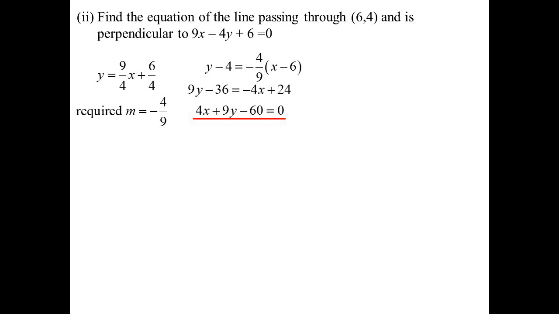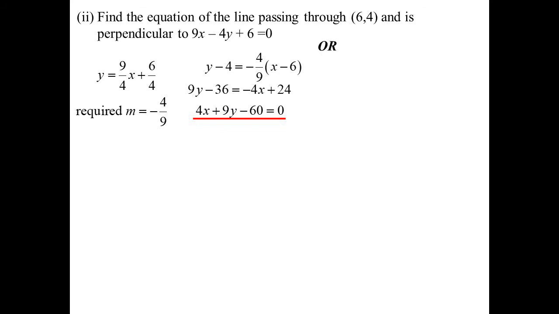Have a look at the answer, have a look at the question. The numbers have swapped. 9x is now 9y, 4y is now 4x, but the other thing that's changed is the sign in between them. And that makes sense because of the negative inverse. This will always happen. So basically we swap the numbers and change the sign in between the x and y.